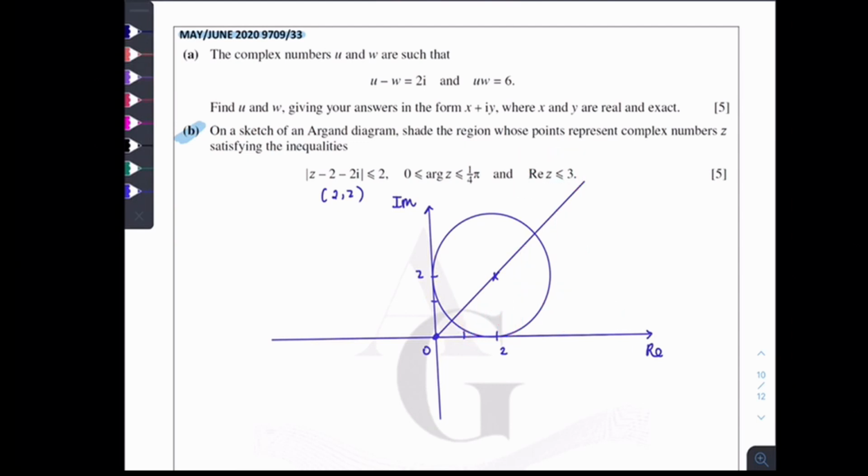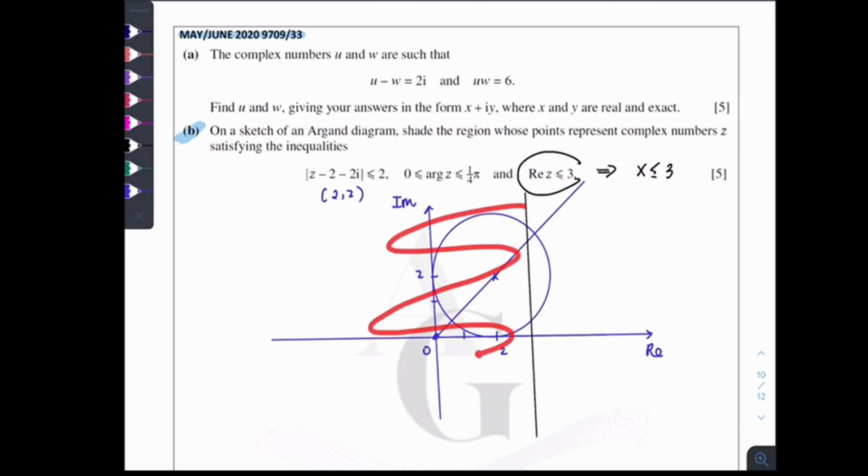Okay, what is the third one? Real z less than or equal to 3. The real z here means the real axis. So what is the real axis in an Argand diagram? It's actually the x-axis. If I write it in this form, x less than or equal to 3, is it easier to recognize? So x equals 3 should be here. The straight line here, x equals 3. It's a vertical line. Less than 3 means here.